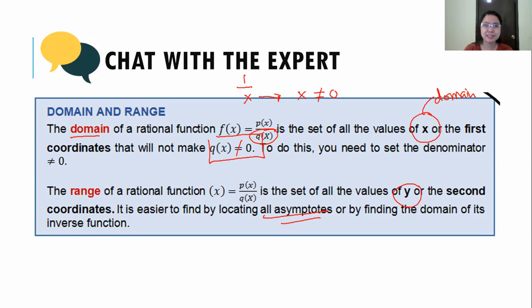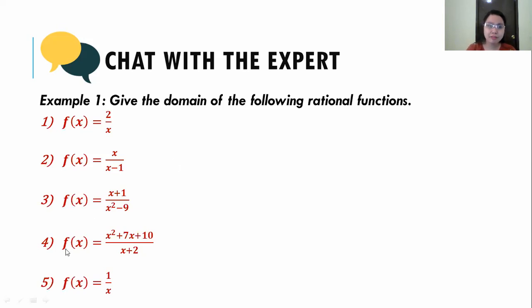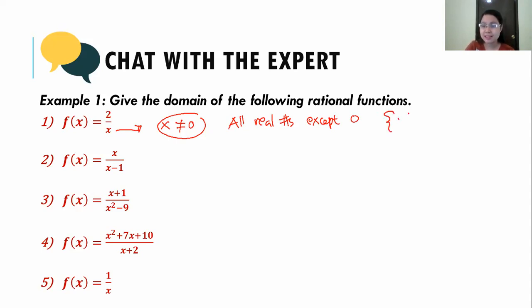Now let's have some examples. Give the domain of the following rational functions. Let me start. Again, you just look at the denominator. x should never be equal to 0. So how will I write my domain? I'll say that my x can have all real numbers except 0. Or in set builder notation, we write it this way: x such that x is an element of the real numbers except 0.